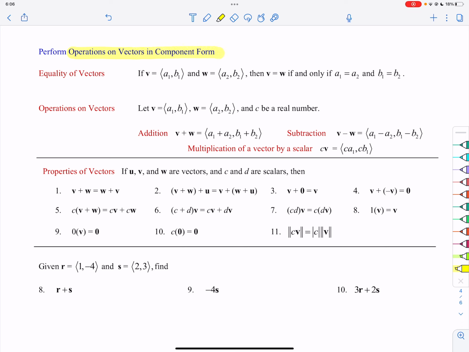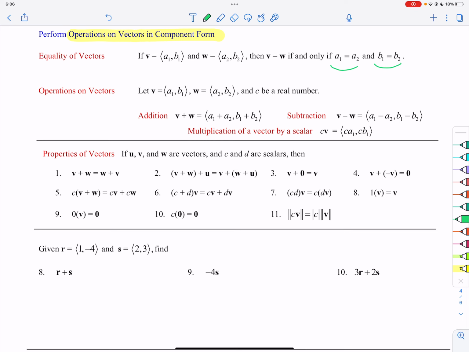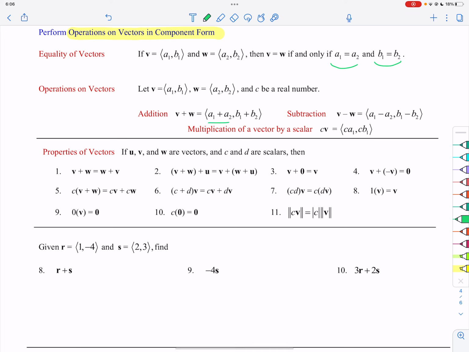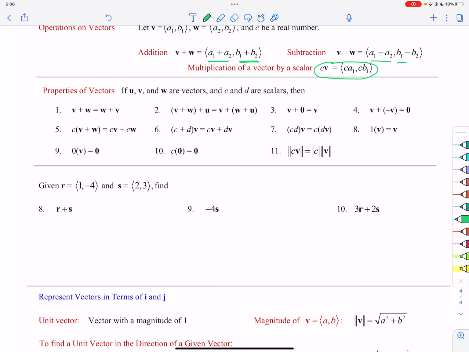Okay, now we're going to be performing operations on vectors, and we're going to be doing this in component form. So we do have the equality of vectors. If vector v and w are equal, they are if and only if equal, if a1 equals a2 and b1 equals b2. And operations, if we are going to add vectors together in component form, we can just add each one of these parts together. Subtraction is the same, and note the scalar. So each component can be multiplied by that scalar.